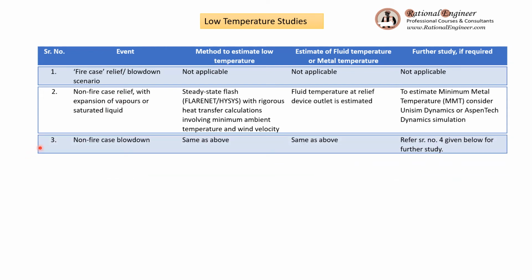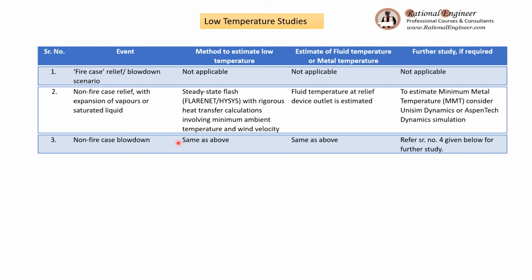Next, we would be interested in non-fire blowdown cases. In case of blowdown, the system inventory is isolated by means of the shutdown valves, so inlet and outlet are closed, and the equipment vessel is depressurized. Here the system behaves differently because it is not in equilibrium.